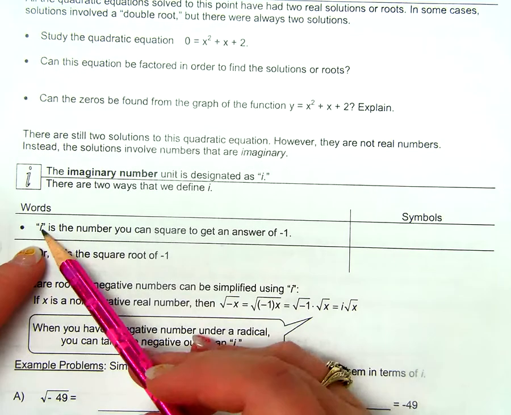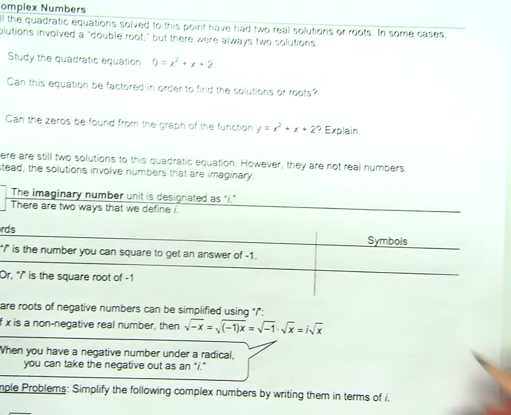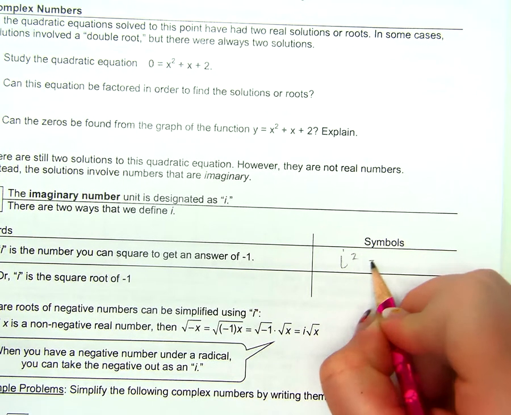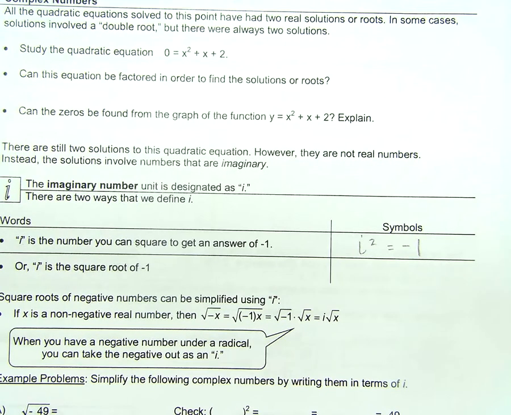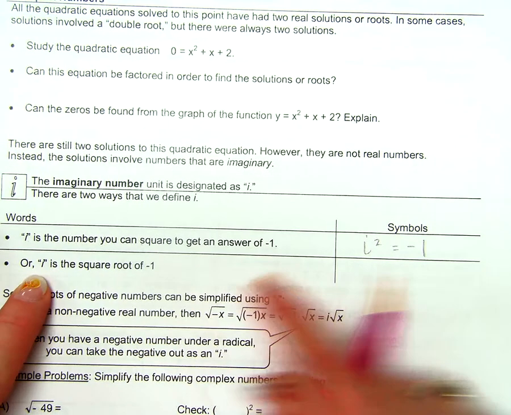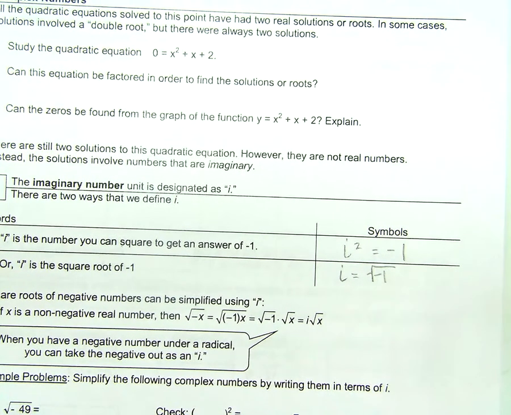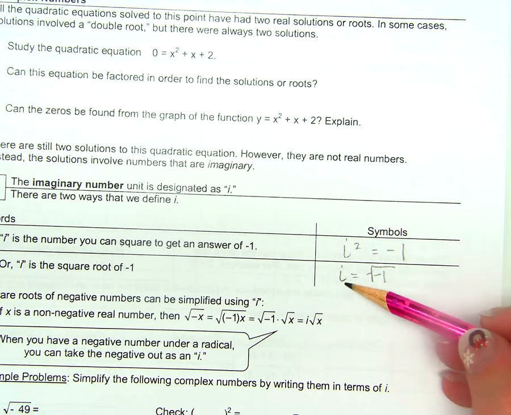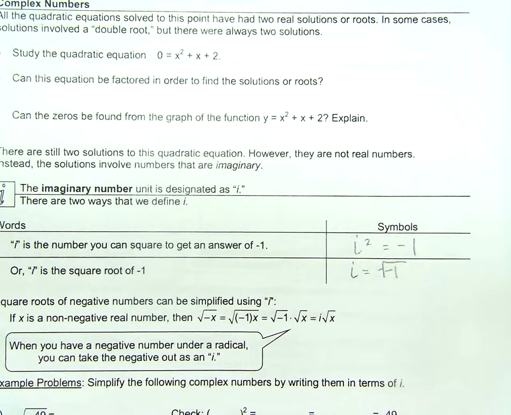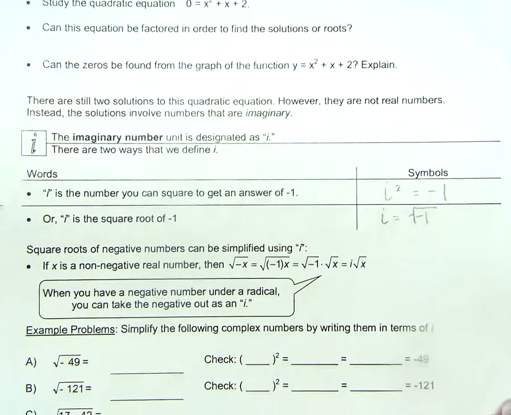First of all, i is the number you can square to get an answer of -1. So i squared equals -1. That's what you need to know. The other way we define it is i is the square root of -1. i equals the square root of -1. Do those two things make sense? If I have i squared equals -1 and I take the square root of both sides, does it make sense that I would get i equals the square root of -1? i is the imaginary number.